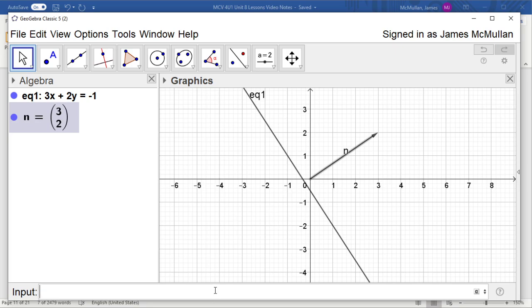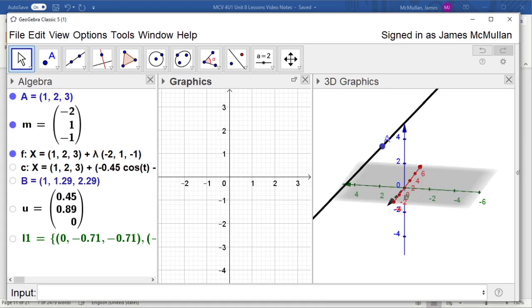Like, for example, the normal here, 6, 4, is also a normal. The normal n is -3, -2, is also a normal. That's not what I mean, but all of these are parallel to one another. So every normal to this line is a scalar multiple of the same vector, right? And so a line has what we call a unique normal.